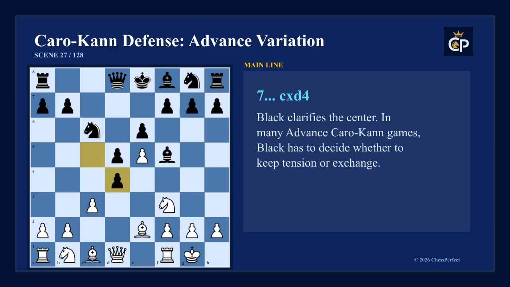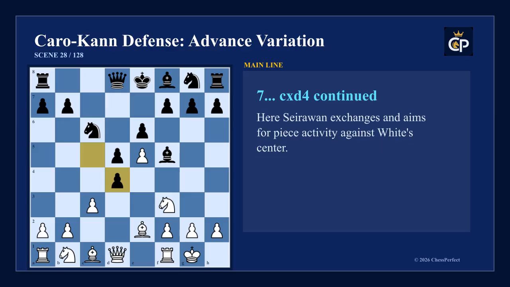cxd4. Black clarifies the center. In many Advance Caro-Kann games, Black has to decide whether to keep tension or exchange. Here Seirawan exchanges and aims for piece activity against White's center.